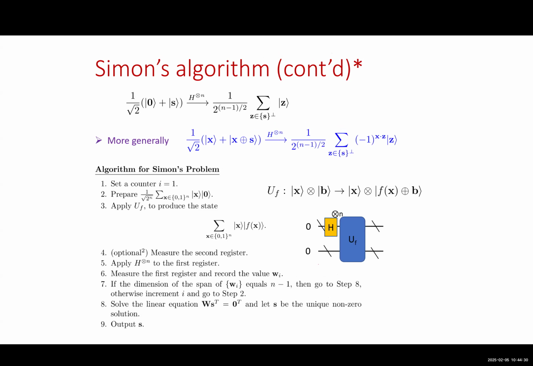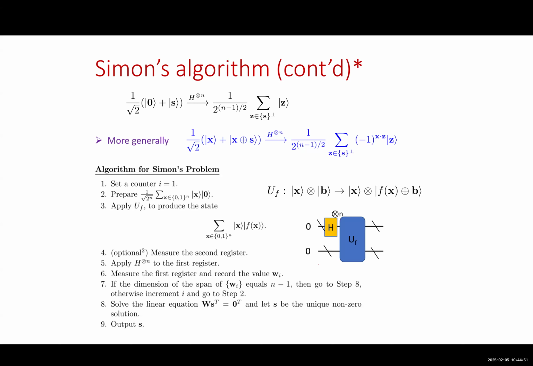Because it only tells us whether the string is even or odd. The parity of the string, yes, that's it. And we only need to measure 0 to n minus 1, that is the first register, to obtain the string S. It's not quite a parity.